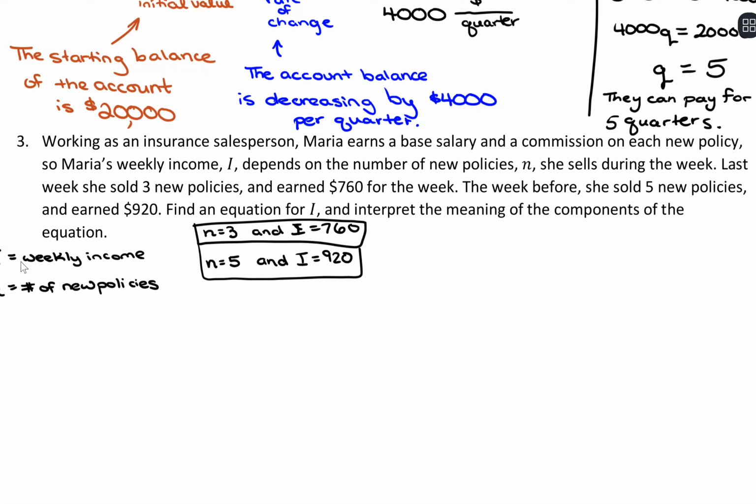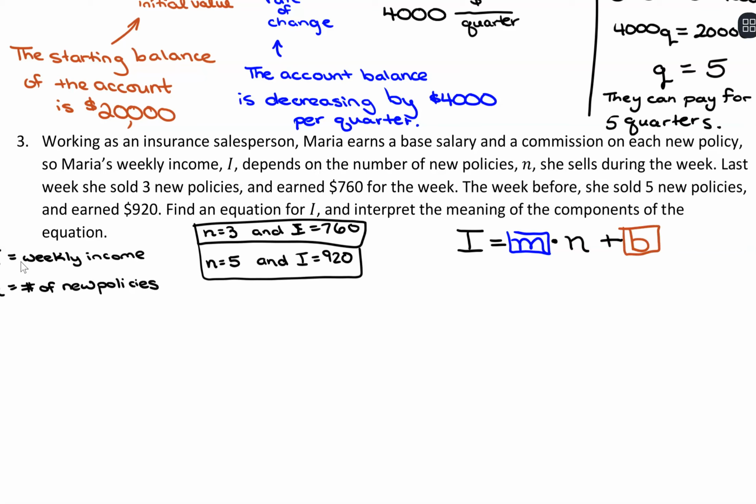So find an equation for I and interpret the meaning of the components of the equation. So we want to fit, this is going to be a linear equation, that's what we're focusing on here. So we want I equals, and we're going to have some rate of change times our input variable, which is going to be the number of new policies that they sell, plus that Y-intercept, or that initial value. Okay, so we want to find M and we want to find B.